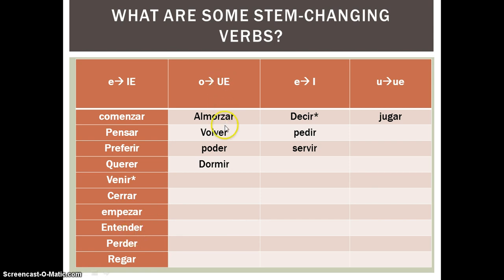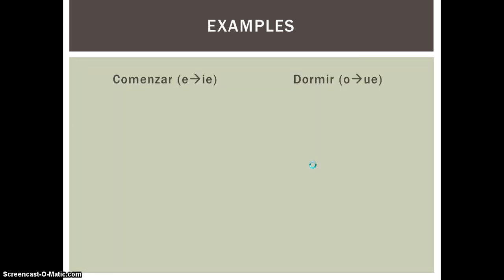O to UE, we have a few examples, and same thing, next to last syllable. All of these just happen to have one O, so there's not too much confusion there. For E to I, also same principle, next to last syllable, and we have decir, pedir, servir. There are more, but that's all you're accountable for right now. So let's look at some examples of how these work. We're going to take 2 different types of stem changes, comenzar, dormir, and we're going to look at the process.